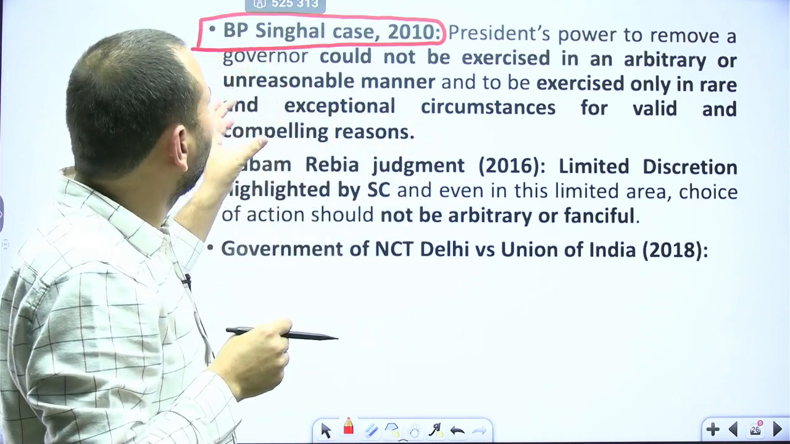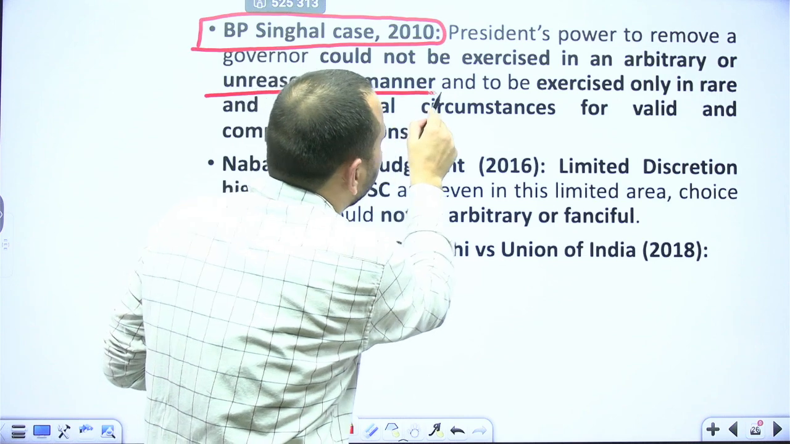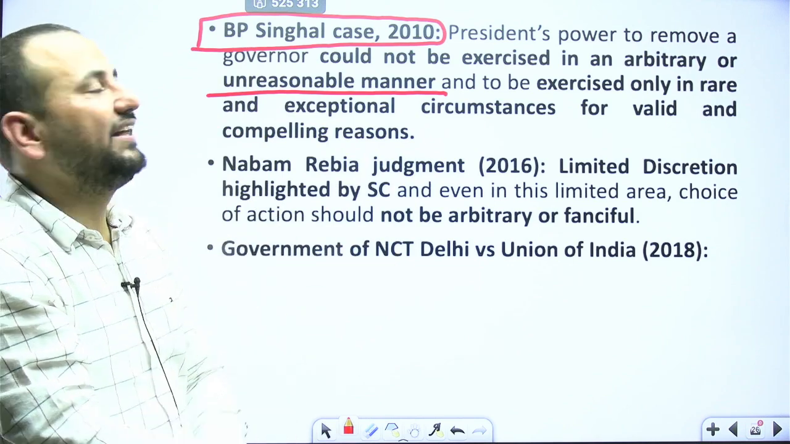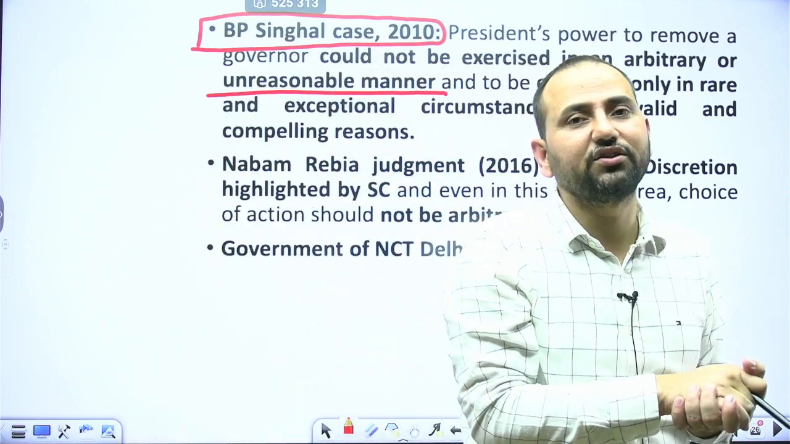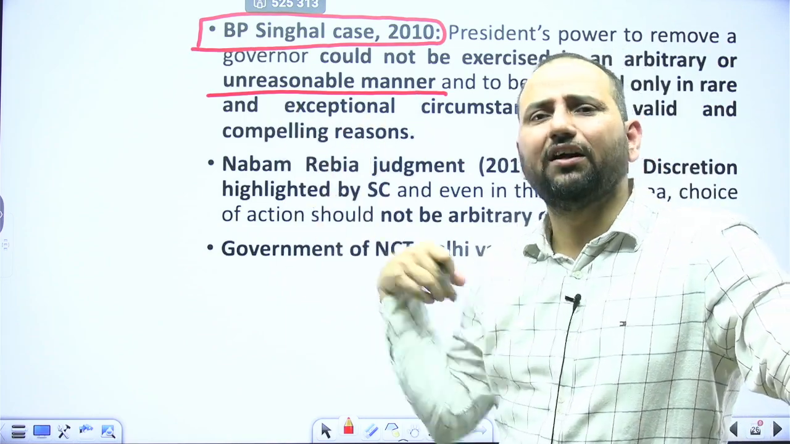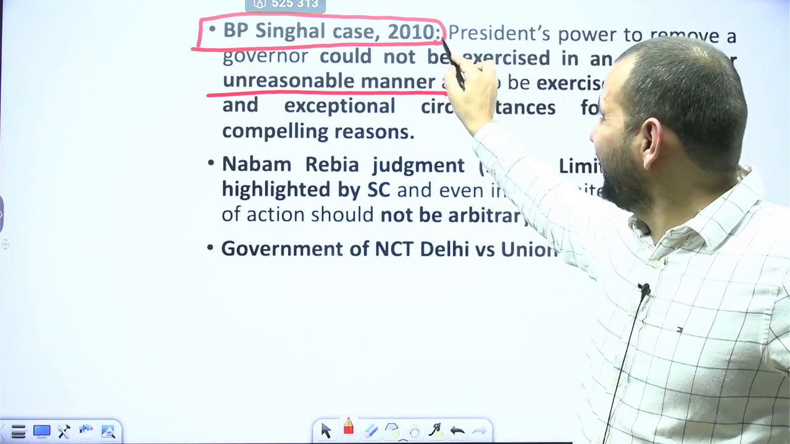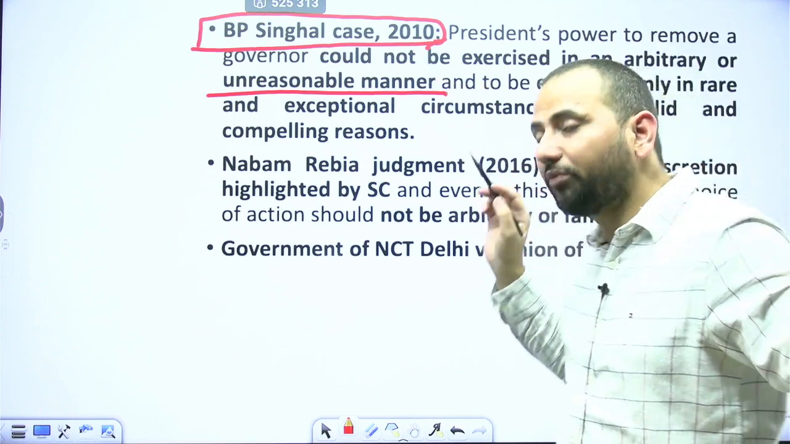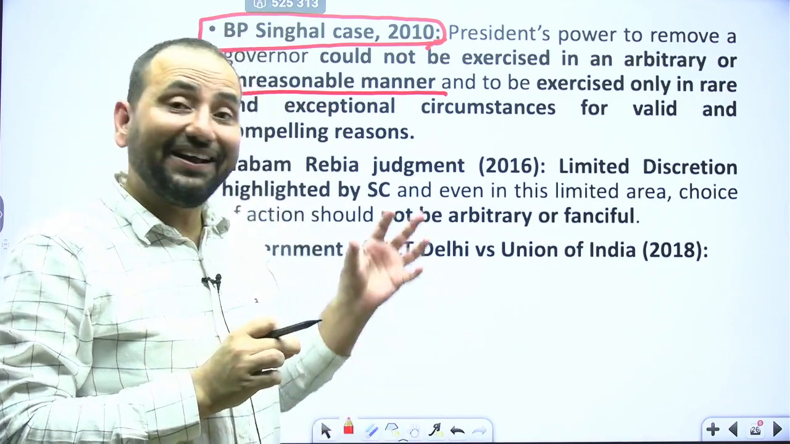we need to understand that it should not be done in an arbitrary or unreasonable manner. If it is being done in an arbitrary or unreasonable manner, then it is not a good thing for a healthy democracy. We have to understand that obviously this power to remove the governor is in the hands of the president, obviously on the aid and advice of the Council of Ministers. But we have to understand that this whole issue needs to be seen with reference to reasonableness, as well as it should not be arbitrary.